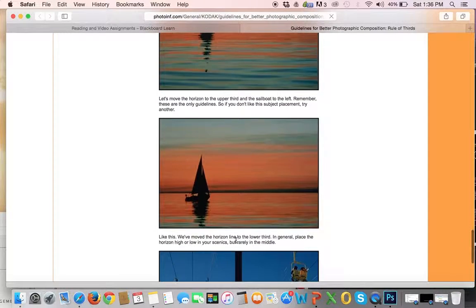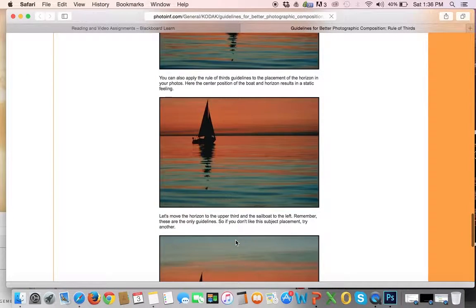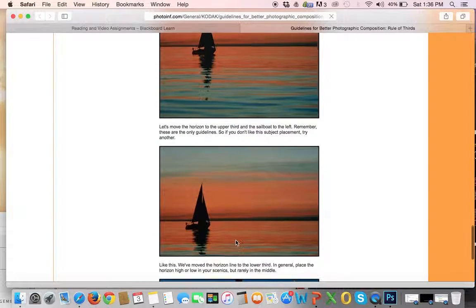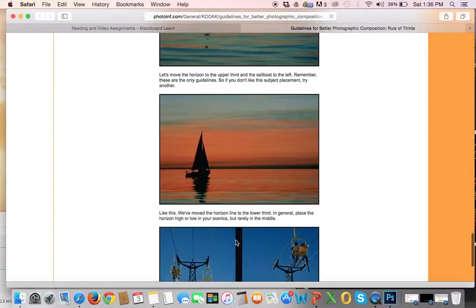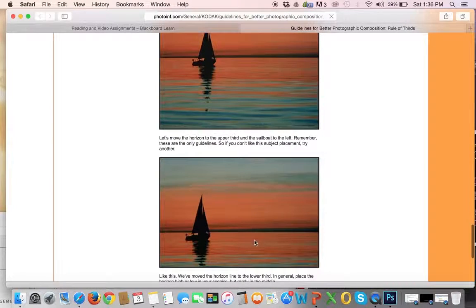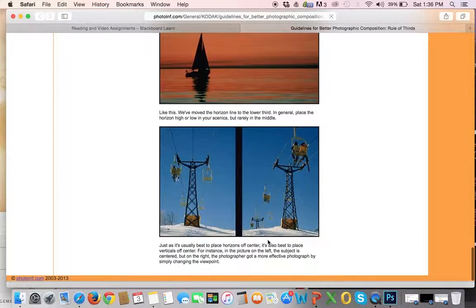And then here's another one where instead of emphasizing the water, the artist emphasized the sky. And so I'm going to have you do some activities, exercises where you have either an actual horizon or some kind of horizontal breakup of space.